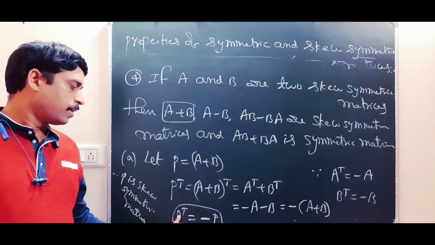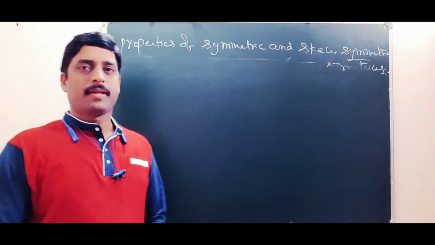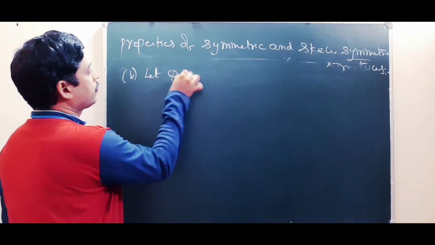Therefore P transpose equals minus P. Therefore P is called a skew symmetric matrix. Now explain A minus B. Let us take Q equal to A minus B.